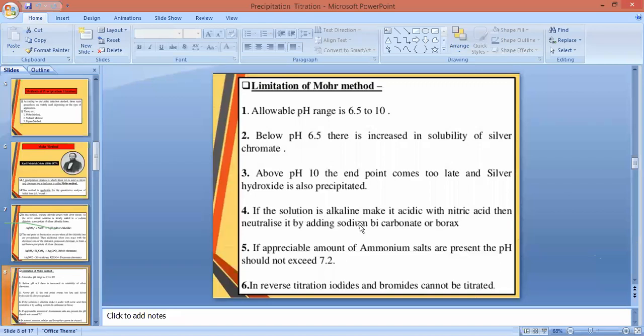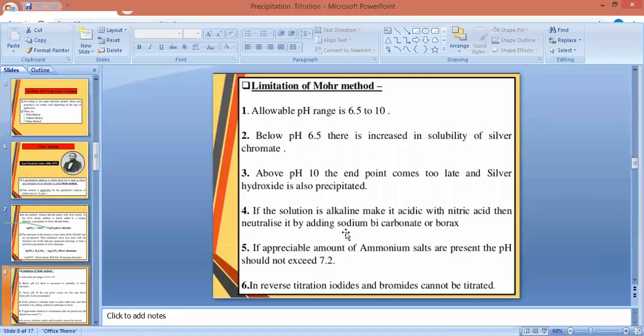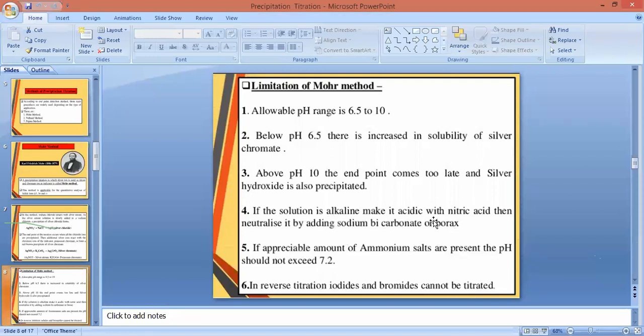Next limitation of Mohs method: if the solution is alkaline, we are going to make it acidic with the help of nitric acid. Then we are going to neutralize the excess of acidic condition by adding solution of either sodium bicarbonate or borax. So if the conditions are alkaline, we make it acidic by adding nitric acid, then neutralize it by adding solution of either sodium bicarbonate or borax.